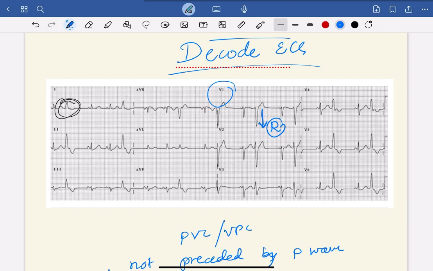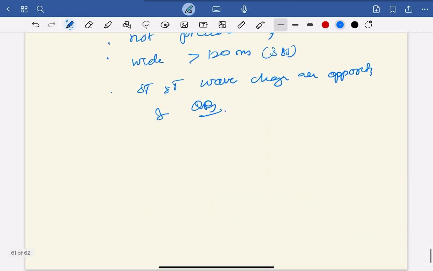For that you have to see lead 1 and lead aVF. In lead 1 VPCs are having predominantly upward direction, and in lead aVF VPCs are also having predominantly upward direction. Both are upward, that means both are positive, that means normal axis. So a right sided focus with normal axis means inflow tract. So location is inflow.